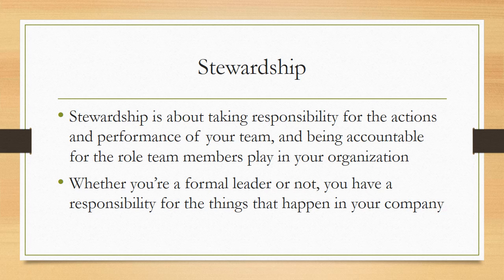Next, we're going to discuss stewardship. Stewardship is about taking responsibility for the actions and performance of your team and being accountable for the role team members play in your organization. So whether you're a formal leader or not, you have a responsibility for the things that happen in your company. So you take on that responsibility of the people underneath you, and their actions sort of by proxy become your actions.